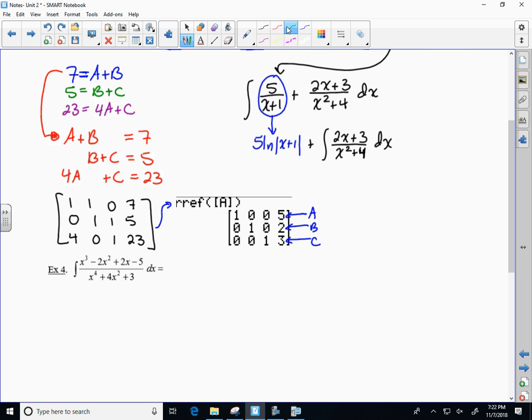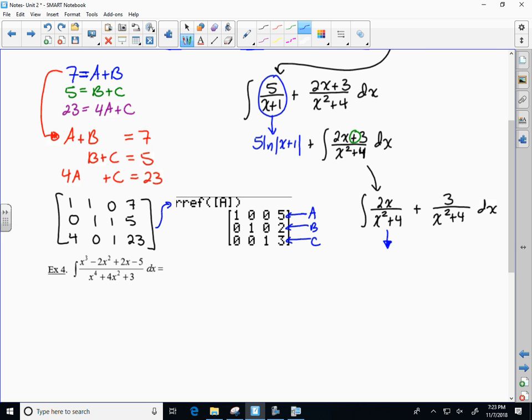So, let's tackle this guy. I see a plus sign. Plus signs are good in the numerator. We like those. 2x over x squared plus 4, plus 3 over x squared plus 4 dx. Experience is the best teacher in a lot of ways.